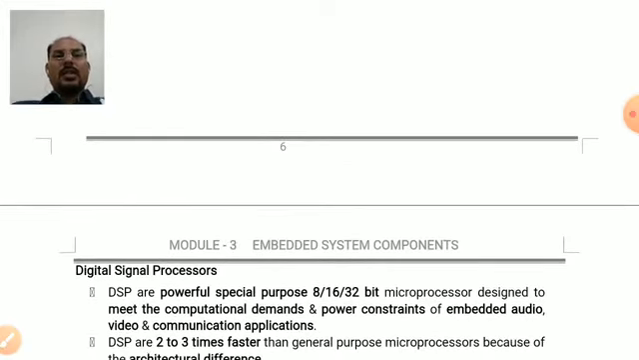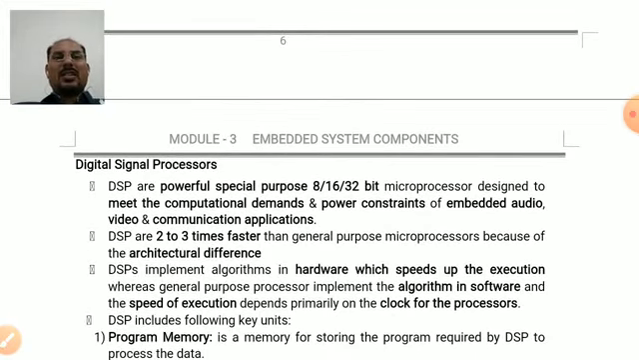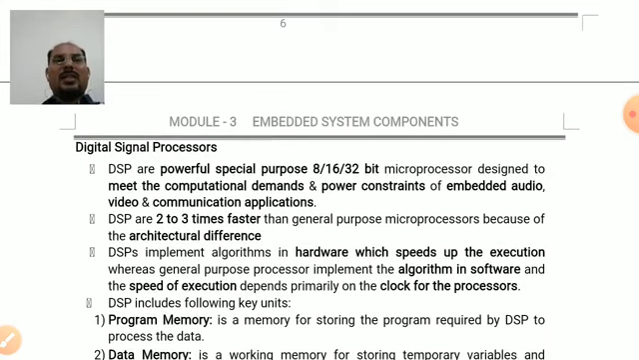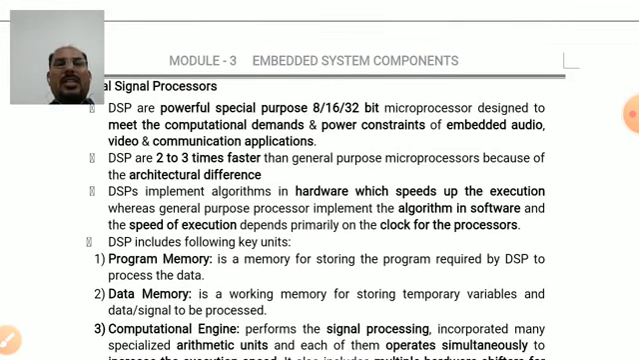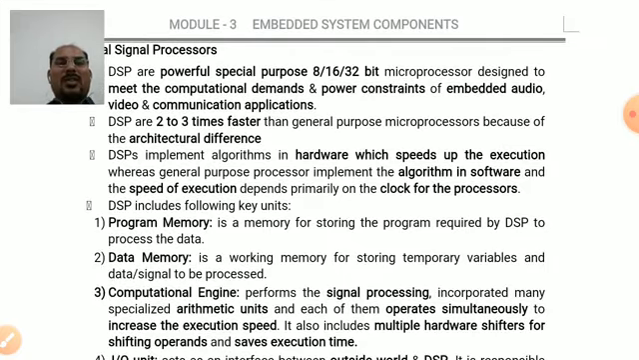Then we'll discuss digital signal processors. See, these are powerful special purpose 8, 16 or 32-bit microprocessors. They are designed to meet the computational demands and power constraints of embedded audio, video and communication applications. DSPs are 2 to 3 times faster than general purpose microprocessors because of their architectural difference.